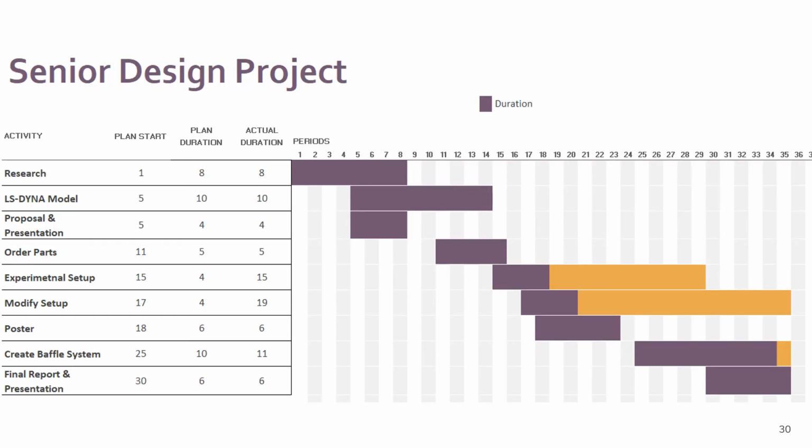The image you see on your screen shows our Gantt chart over the entirety of senior design. Fall and winter terms stayed pretty much on track for the most part, as you can tell by the purple bars. But starting with the experimental setup, we started to experience some problems, and it trickled down all the way, obviously, to the end.